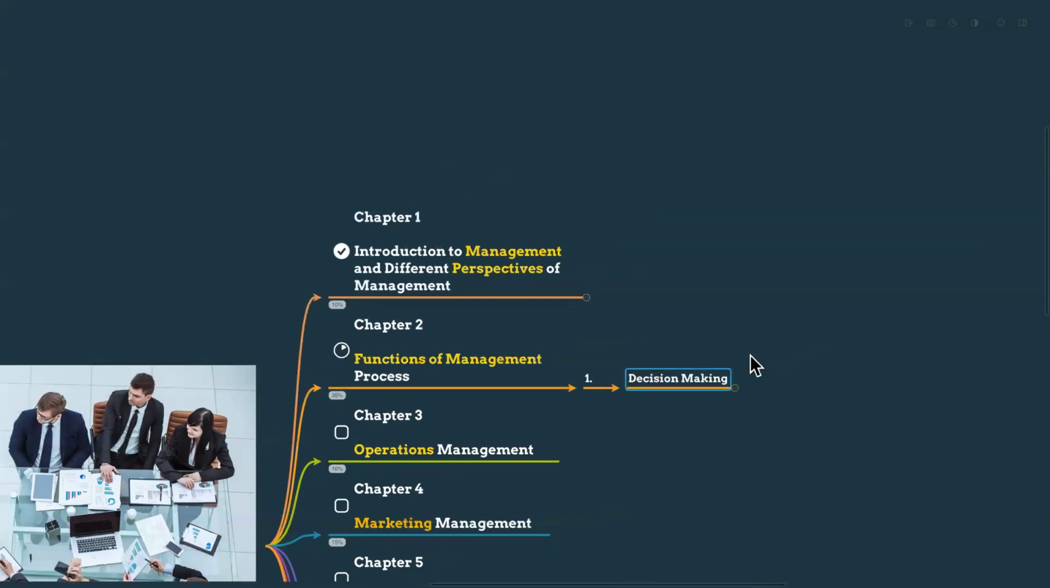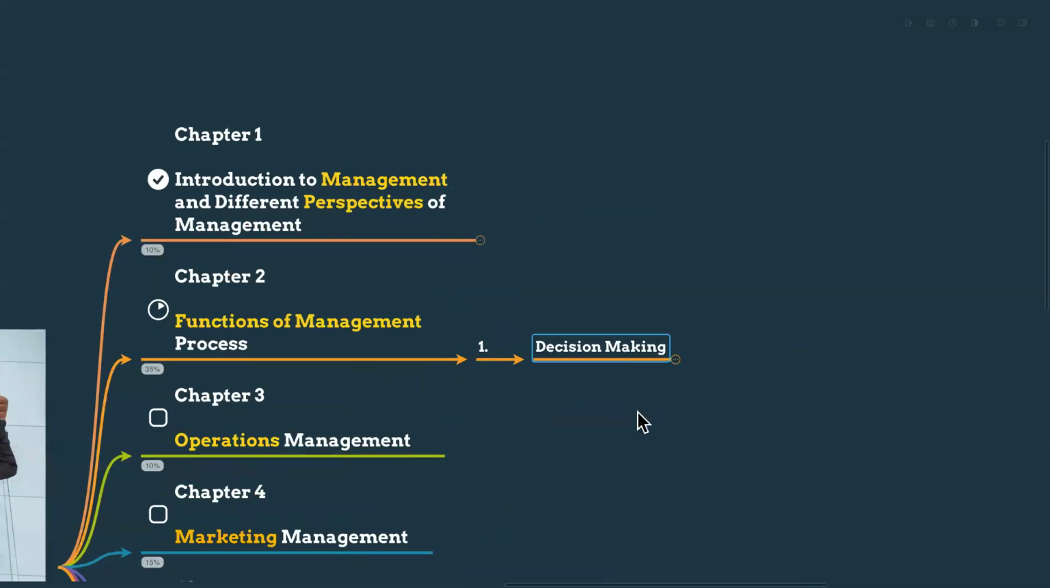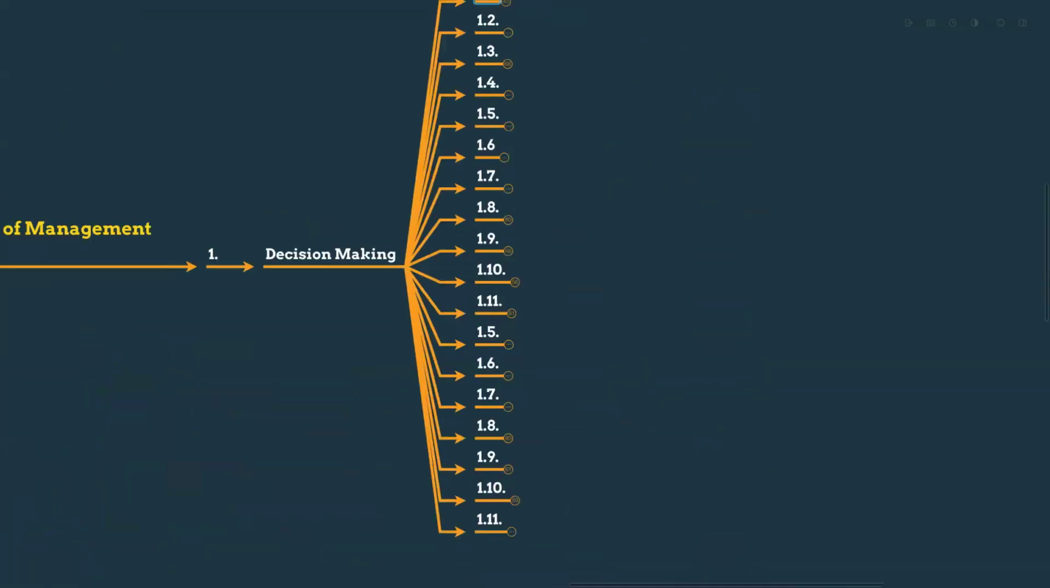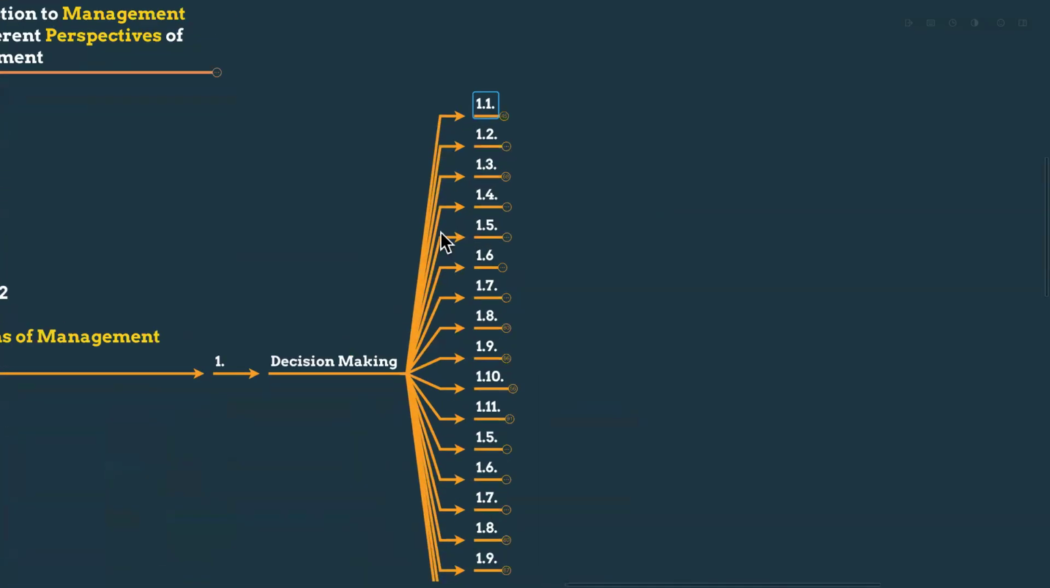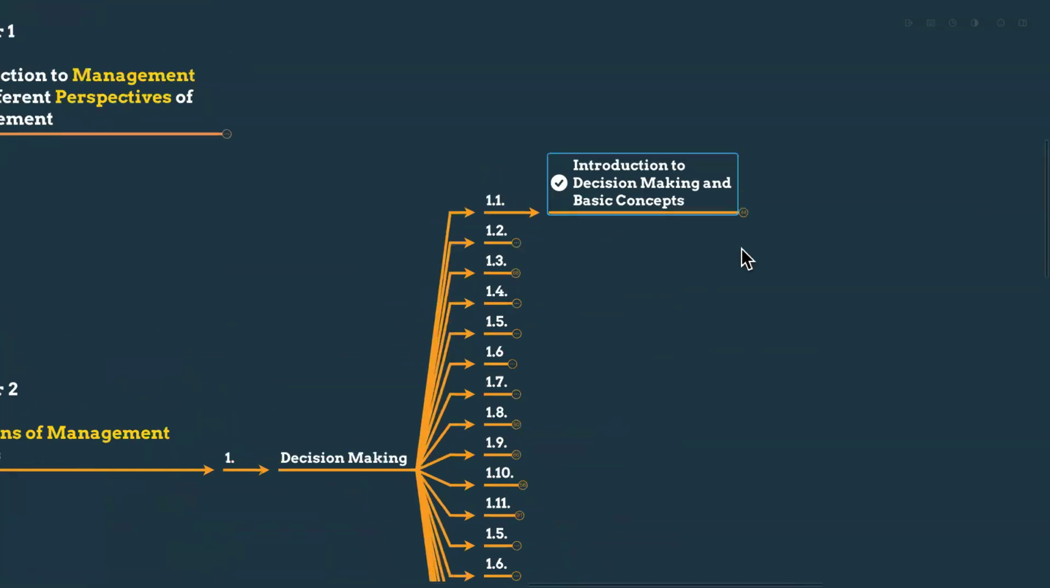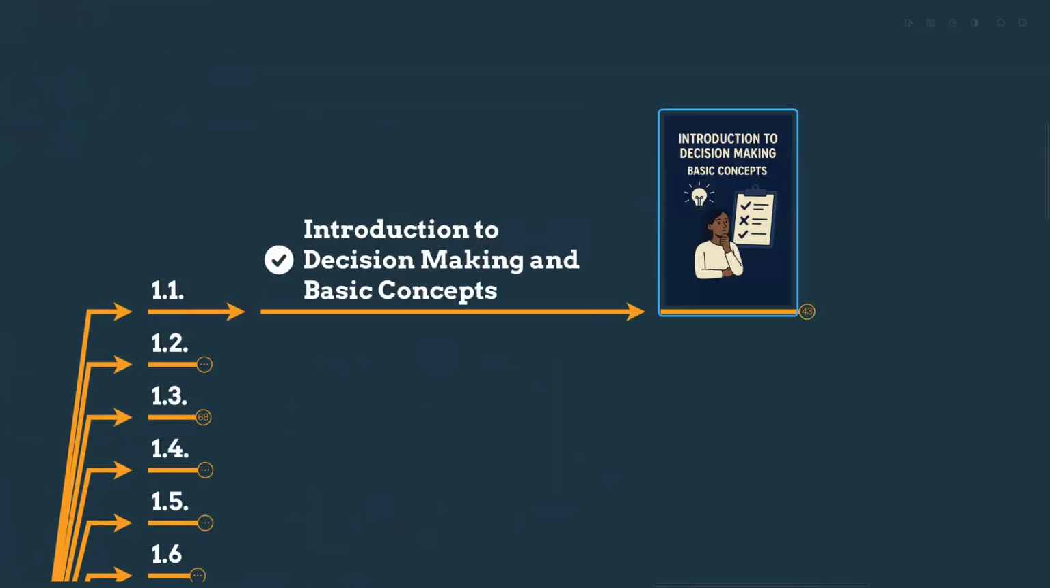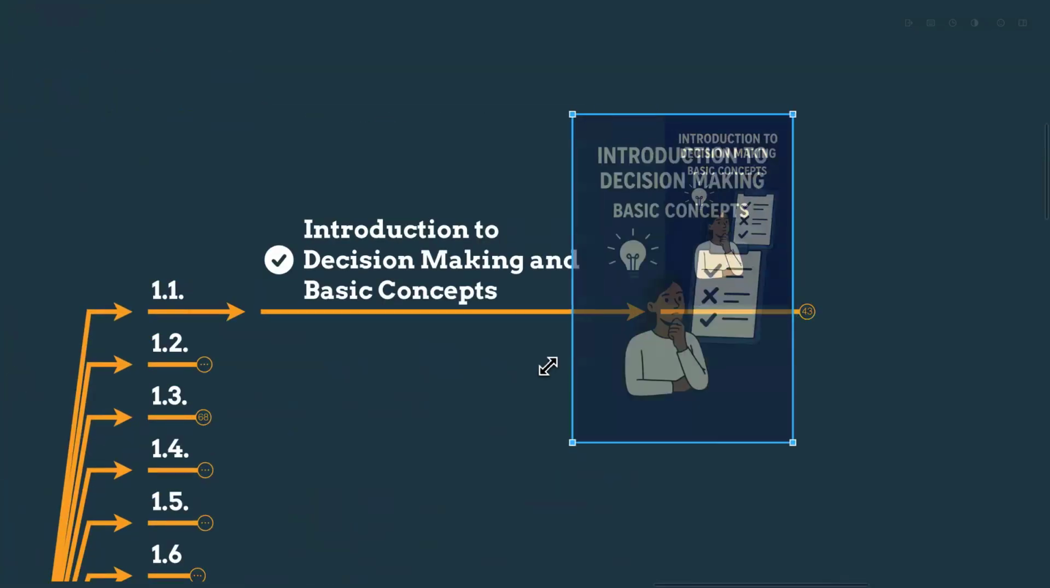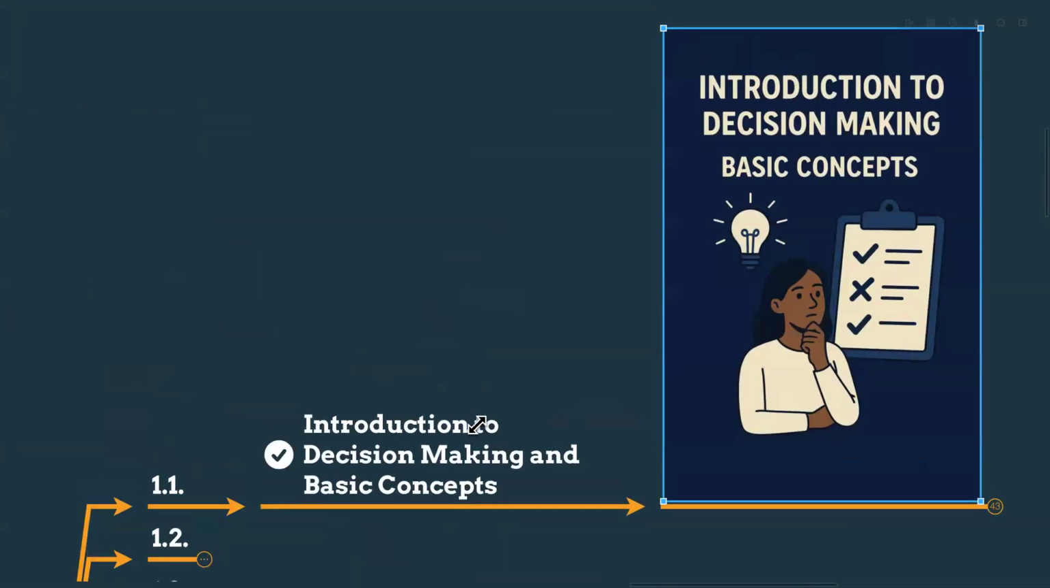Right. Okay. So decision making, and in this decision making area, my dears, we have 1.1 to 1.11. The 1.1 is introduction to decision making and the basic concept. So we will learn about the basic concepts, right?